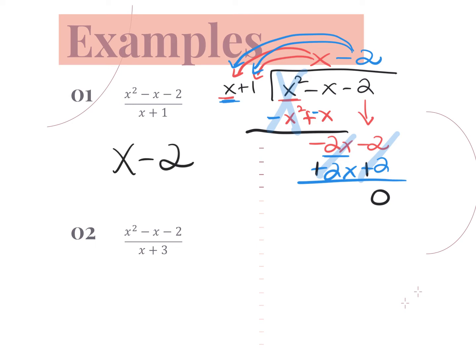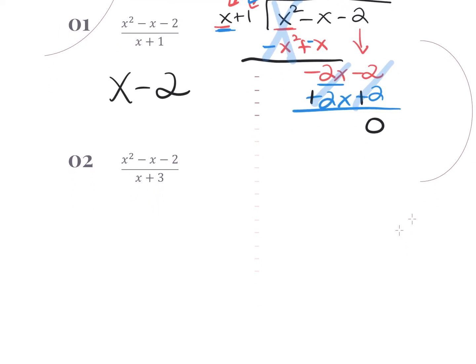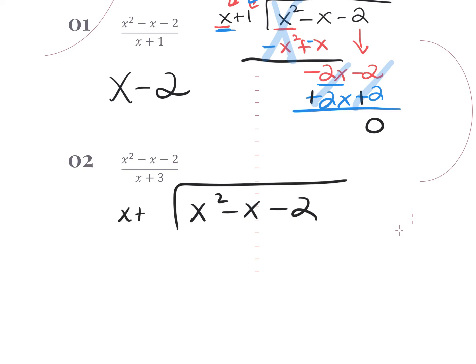Let's try the next one. So I'm going to take the numerator. It goes in the division box. It's my dividend. The denominator is the divisor. And again, what am I going to multiply x by to make it x squared? I'm going to multiply it by x. I need to distribute the x to the x and the x to the 3.